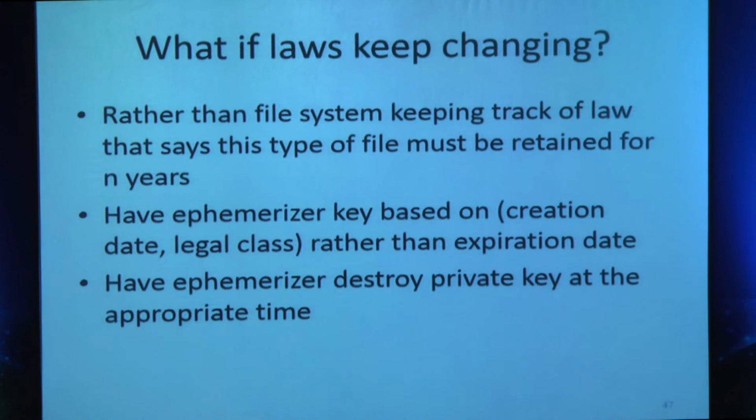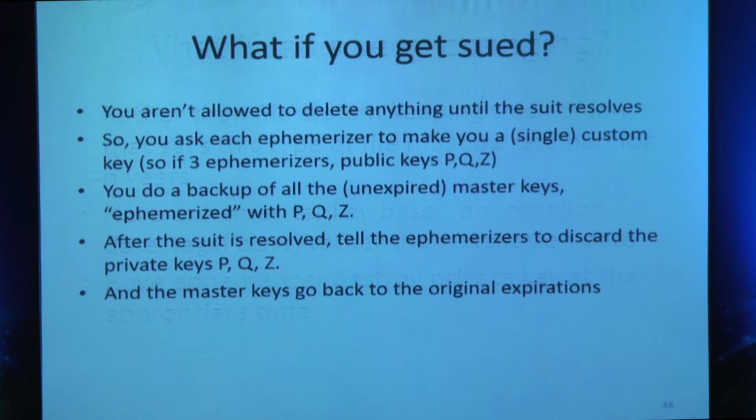Let's see, a new small topic. What if laws keep changing? Let's say there's a law saying that there's a certain kind of data that you must keep for 1 year, and then they change the law and it's now 2 years. Well, that's another service the ephemerizer can do for you. It can keep track of all of the laws, and then the expiration date is not a time when it expires, but instead a creation date and the type of data it is. So then the ephemerizer will figure out when that key should expire.